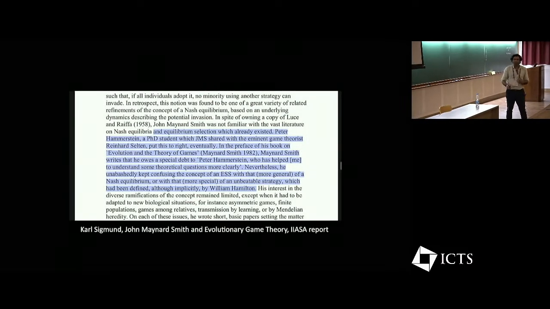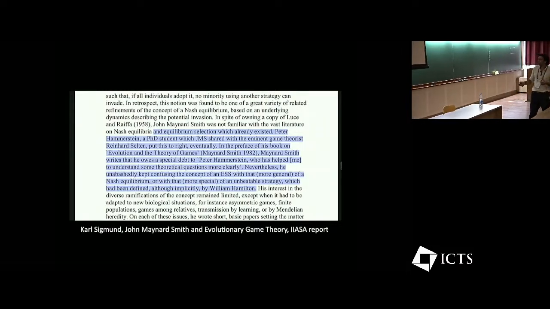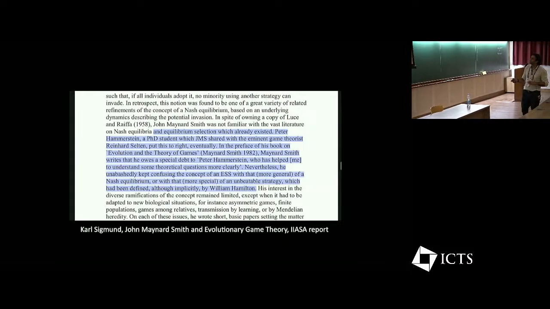Yeah, that works. So this is the slide I actually put in for Sagar. This was a report that Karl Sigmund wrote for the IISER, where he did mention that John Maynard Smith was not familiar with the vast literature on Nash equilibrium selection, which already existed. Peter Hammerstein, then a PhD student who was at that time together with John Maynard Smith and Reinhard Selten, actually put it right. And Maynard Smith actually mentions that in the preface to his book.